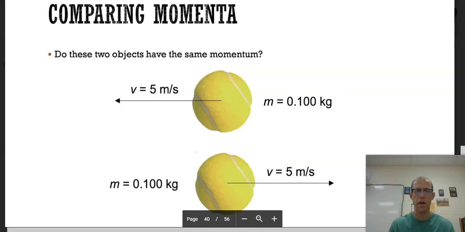Let's do the same thing. Let's compare momenta. Do these objects have the same momentum? So we have the same mass and we have velocities that aren't the same. This one is to the left, so maybe I classify the rightward direction as positive, making this a negative velocity. So are the two momenta the same? No, they're not. This one's going to have a negative momentum, where this one is going to have a positive momentum. So the sign matters.